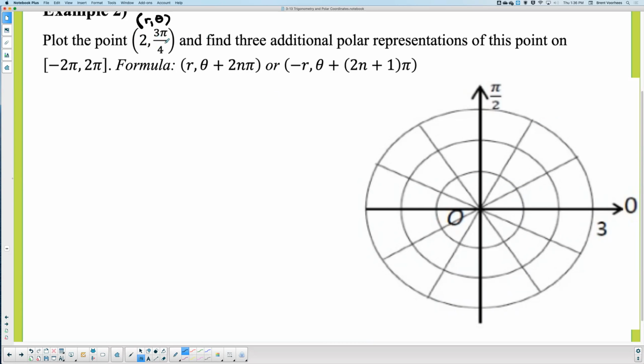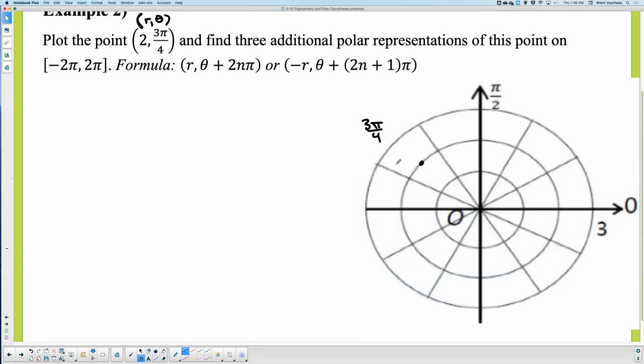3 pi over 4 is like the middle finger on your hand trick, which means it's the middle of the quadrant. What quadrant is 3 pi over 4 in? Second. Okay, so 3 pi over 4, you should have gone to the second quadrant and second circle towards that value right there.